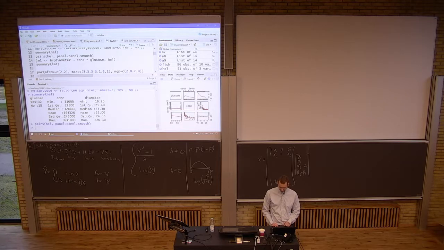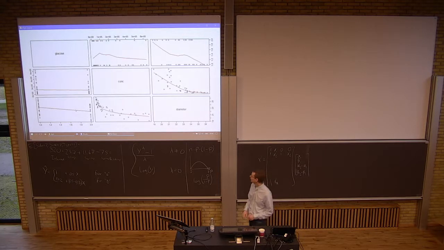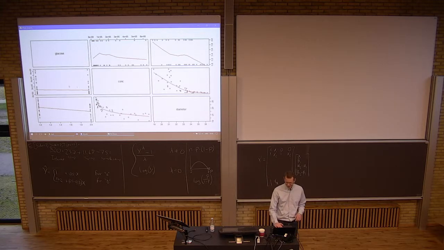Let's do a pairs plot again just to see what we're looking at. And you can see the immediate conclusion is that, well, the two-level factor kind of is not that informative, but we can definitely see that there is a relationship between the concentration and the diameter, but it's definitely not linear. So we need to consider transformations before doing anything.